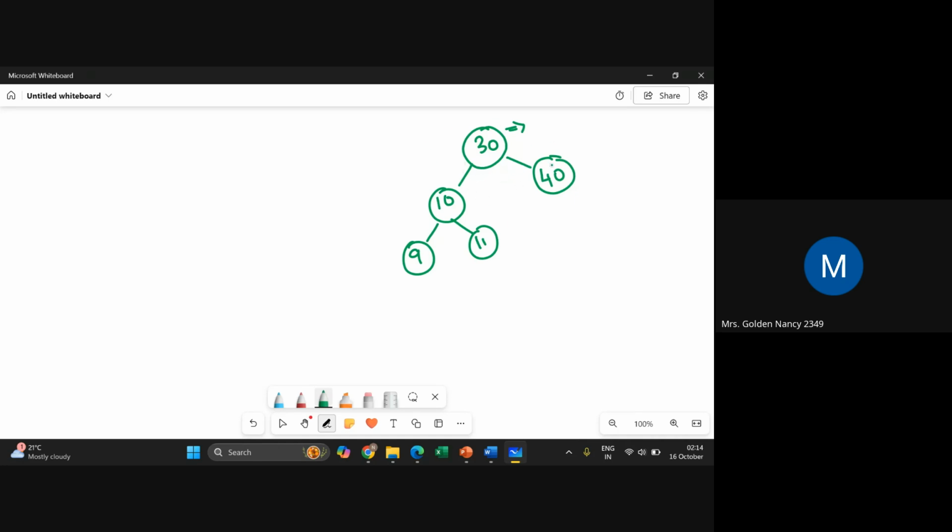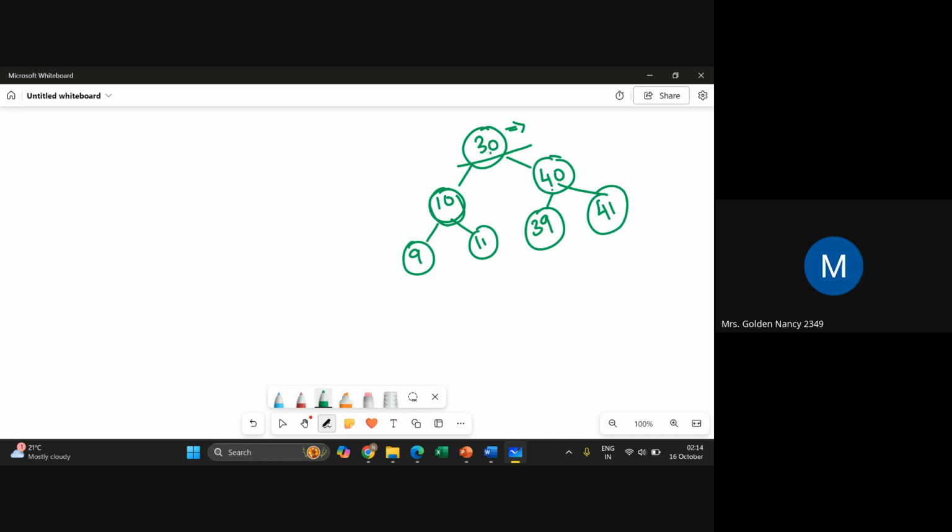In this tree, this is the first parent, and this parent's left side will have smaller values, and the right side will have the greater values than the parent node. Similarly, this is a parent of two children, and this node will have lesser values in its left subtree and greater values in its right subtree. So remember this, and see this example.